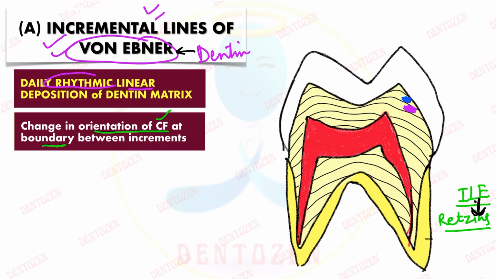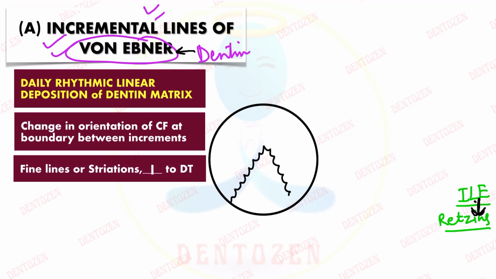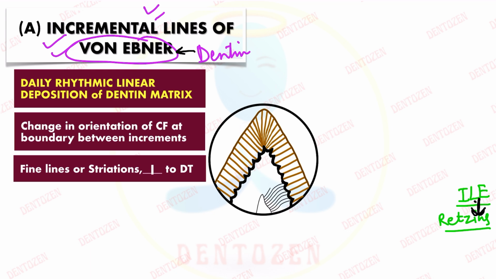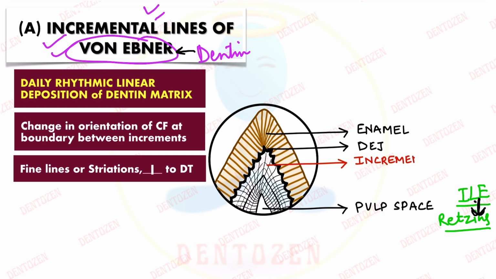So when we have to draw, how we have to draw in the diagram? First we'll draw the enamel rods. Below that we have this black curved scalloped junction, dentino-enamel junction. Below that we have these S-shaped dentinal tubules, and perpendicular to these tubules we have these incremental lines. So the labeling will be enamel, dentino-enamel junction, pulp space, and those are the incremental lines of von Ebner.